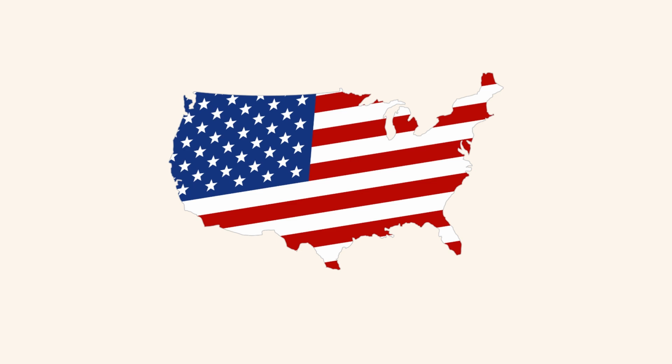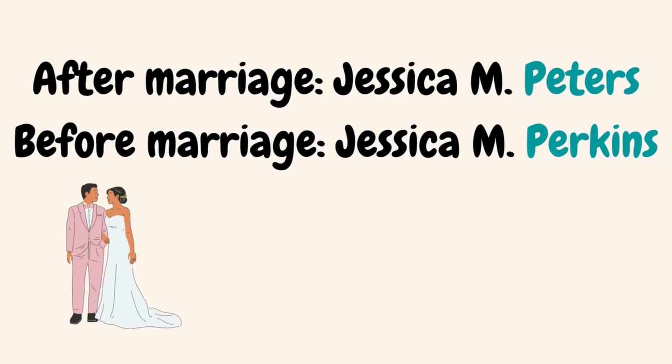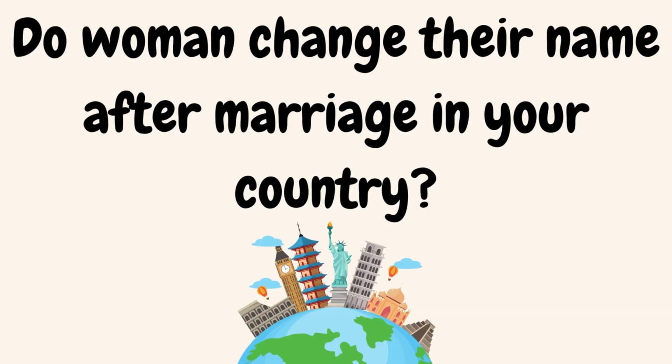Traditionally, in the United States, a woman will change her name to her husband's name after she gets married. After marriage, her name is Jessica Marie Peters. Her name before marriage was Jessica M. Perkins. Perkins, we call her maiden name. This is only for women. Do women change their name after marriage in your country?